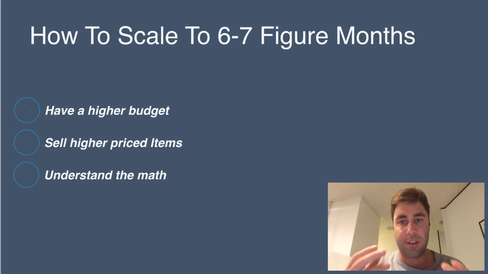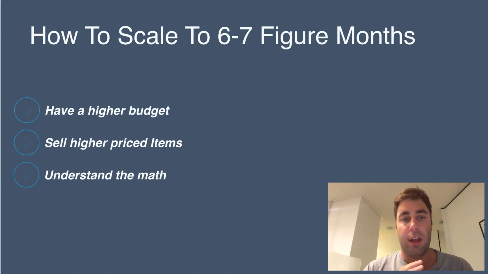Scaling to 6-7 figure months, which is what a lot of people would like to do, is not easy. You can't just go into Facebook and start throwing money around and duplicate and expect to make a bunch of money fast. My scaling methods are slow and steady. You'll notice in this module that mine is slow and steady, and then I've kind of got a semi-fast method. But if you want to scale to 6-7 figure months, you're going to have higher budgets. That's the reality. You're going to have to maybe sell higher priced items, and you're going to have to start to understand the math. That is really what it comes down to.